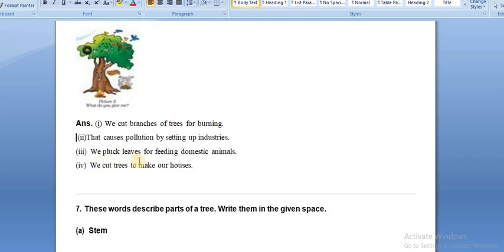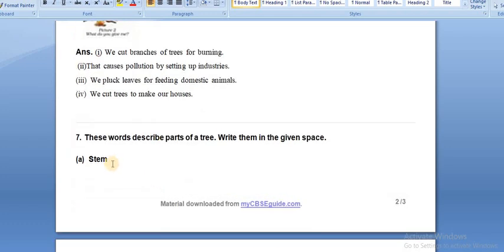We pluck leaves for feeding domestic animals. Trees have lots of leaves, right? So we pluck the leaves and give them to domestic animals like cow, buffalo or goat. We cut trees to make our houses. In this way also we are hurting the trees. We are cutting the trees and using that wood to make our houses. So this way we are hurting the trees.